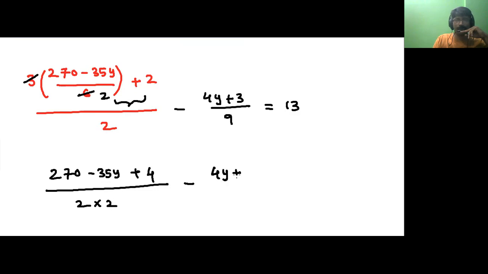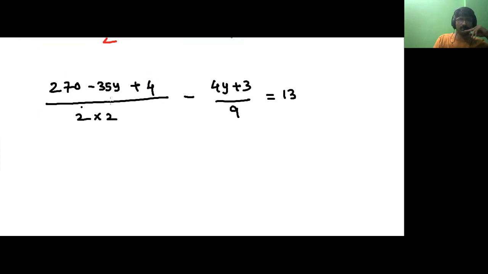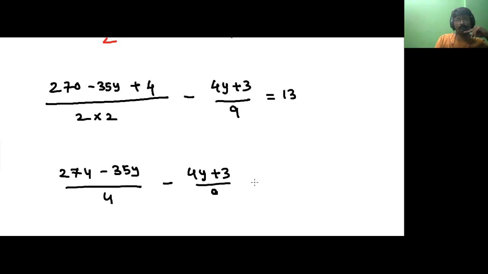If you know about that, you can raise your hand. Otherwise, we can move ahead very nicely. I hope this is very basic, but many people are not well versed with their fraction concepts, so I have to elaborate it. So this will become 274. So this will become 274 minus 35y whole thing upon 4 minus 4y plus 3 upon 9, which equals 30.